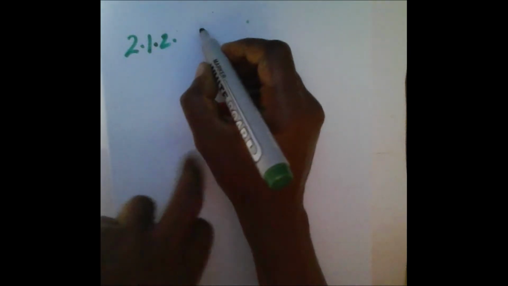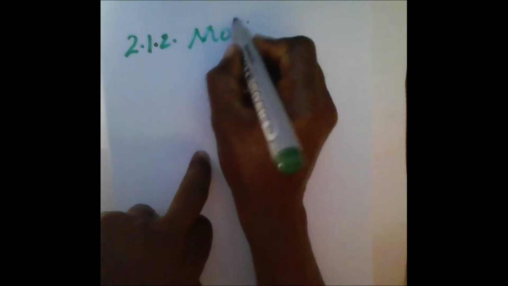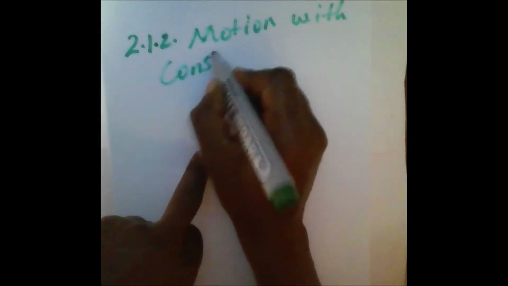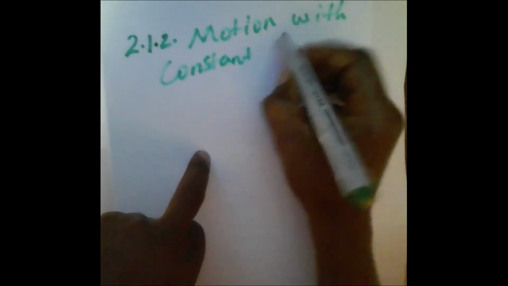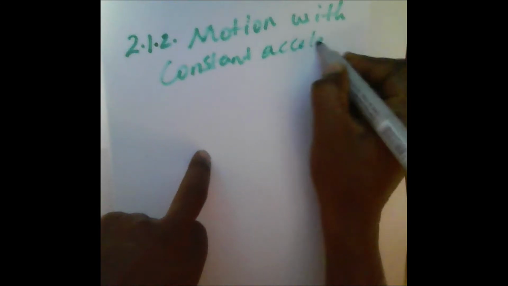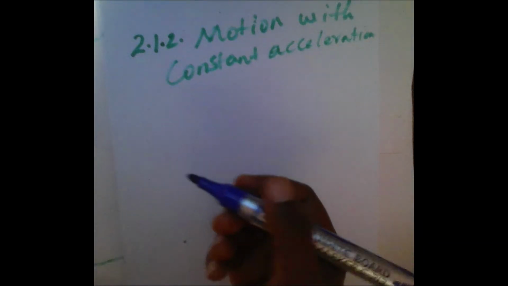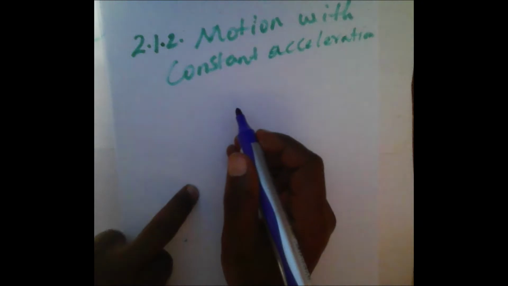2.12. It's all about motion with constant acceleration. Okay, here as you can see, the motion with constant acceleration has the following considerations.